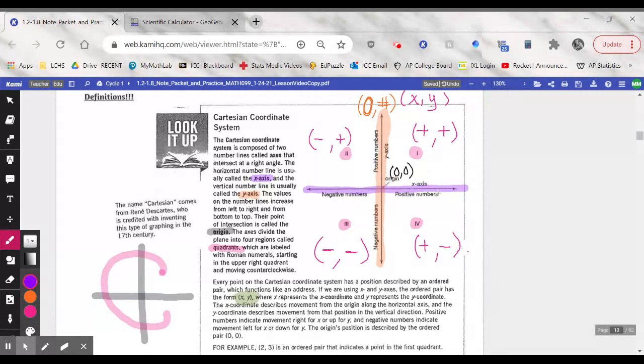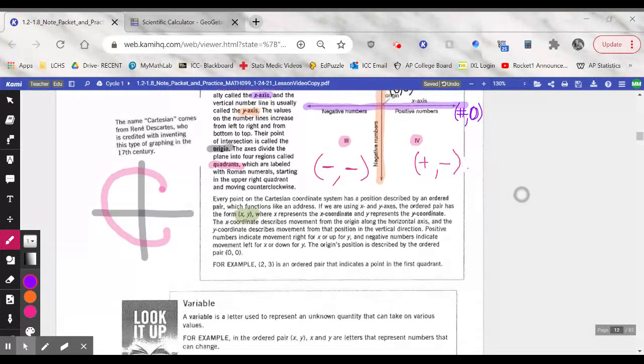Looking at the x-axis, if you have a point on the x-axis, it did not go up or down at all because it stayed directly parallel with your origin, all right? So that one is going to have the y value as 0, and your x value will be any number. Okay, those are some important features that you guys will end up using for your coordinate system.